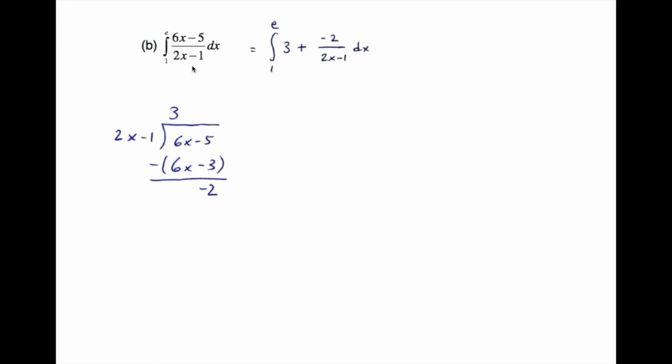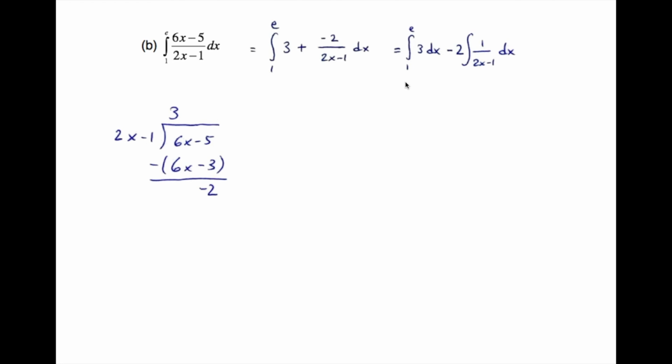Example B will show us another case where there is a remainder. So once again, I'm not going to go through the details of long division. Here it's very short. 2x multiplied by 3 equals 6x, so I subtract 6x minus 3, and I'm left with a remainder of negative 2, which means that this is equal to the integral of 3 plus remainder over divisor.